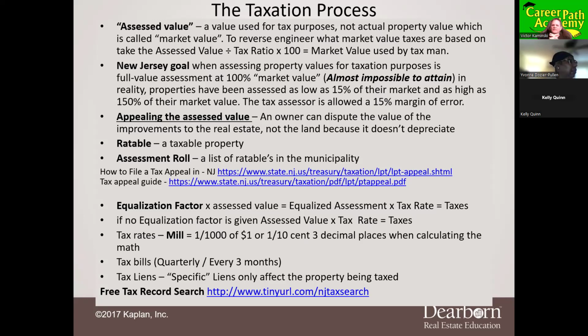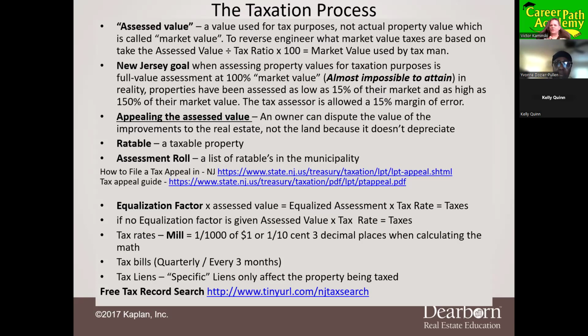New Jersey's goal when assessing property values for taxation is full value assessment. That means at 100% of the market value, almost impossible to attain. So in reality, properties have been assessed as low as 15% of their market value and as high as 150% in other areas. The tax assessor, however, is allowed a 15% margin of error. So they could overtax you, and as long as they're not over 15% in their overtaxing of your property, it's okay. Your taxes won't get adjusted.